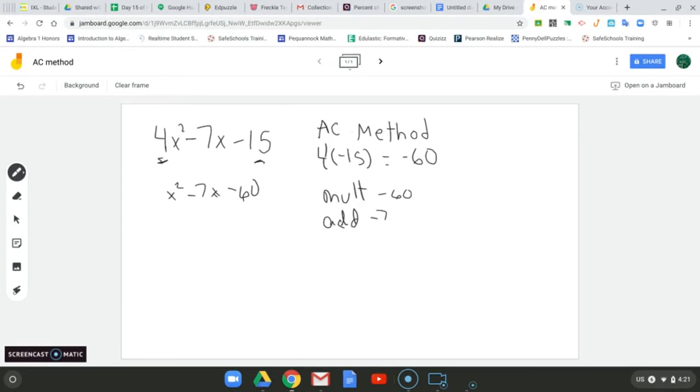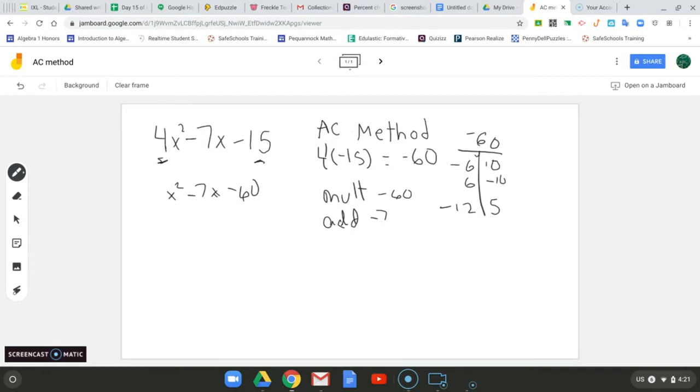And again, some people actually make a little table here and say, okay, so I'm going to get my negative 60, and I could do negative 6 times 10, or I could do 6 times negative 10. And if you do that, you're going to eventually get to the point where you have negative 12 and 5. And you can see negative 12 times 5 is negative 60, and negative 12 plus 5 is negative 7.